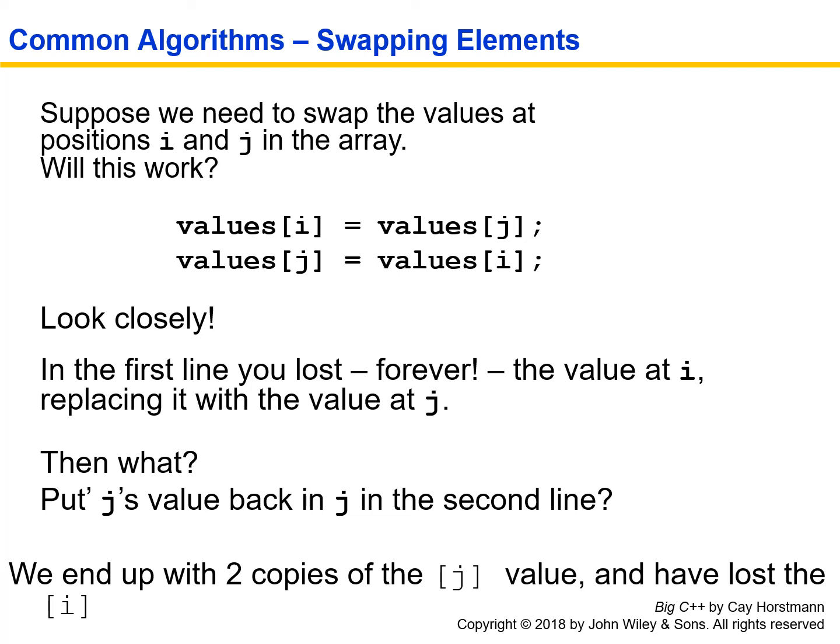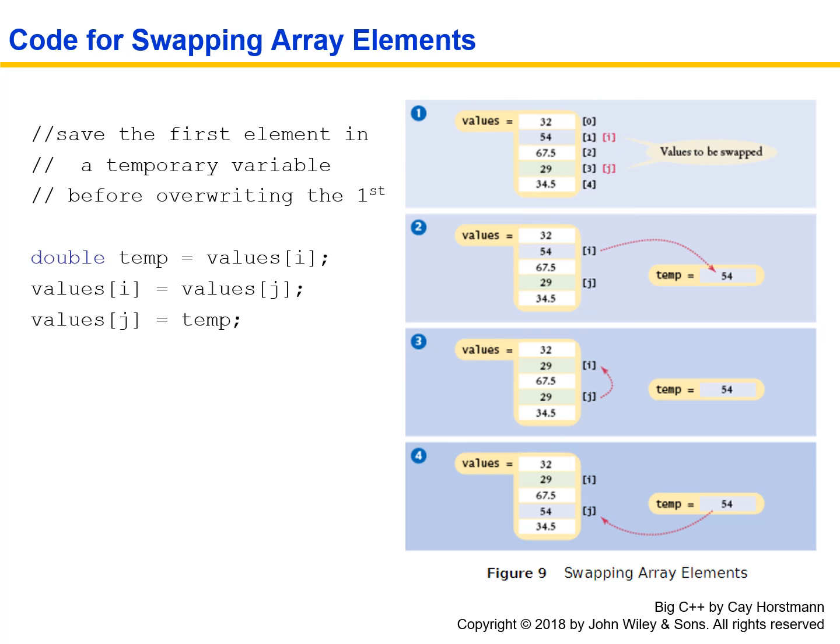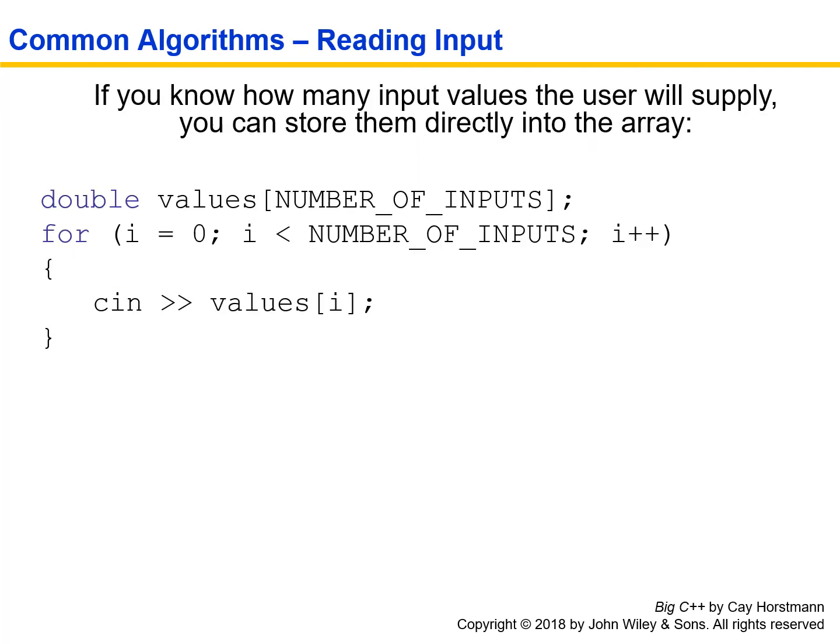Suppose we need to swap 2 values. It's tempting to say values at i equals values at j, and values at j equals values at i. But as soon as we do the first statement, we've overwritten values at i, and we've lost whatever value was there before. So what we have to do instead is create a temp variable. We take values at i and store it in temp. We take values at j and put it in i, and then we take the temporary value from temp and put it back in j, and that has successfully swapped the elements.